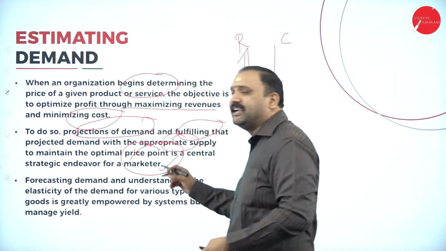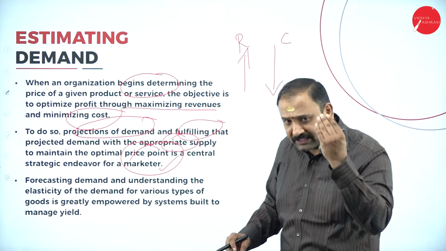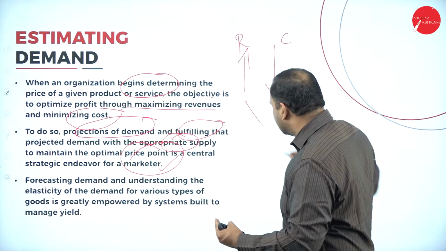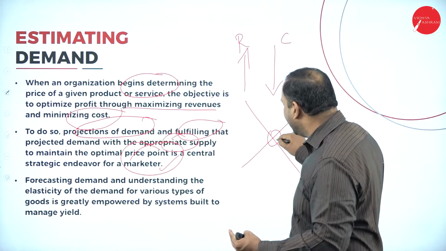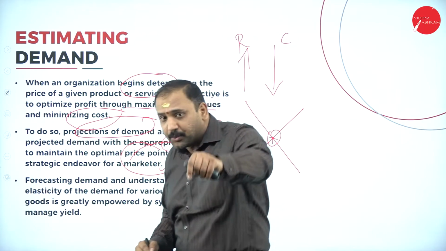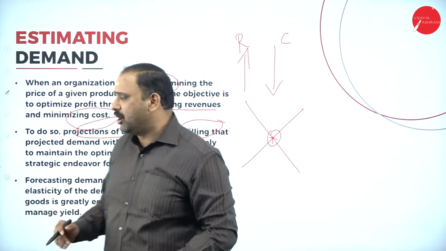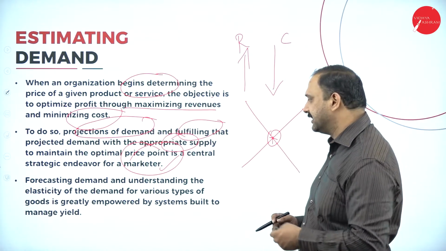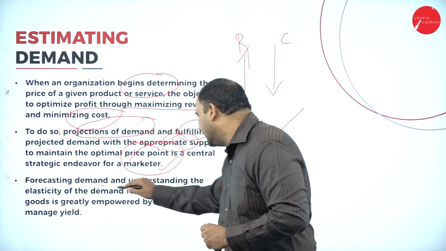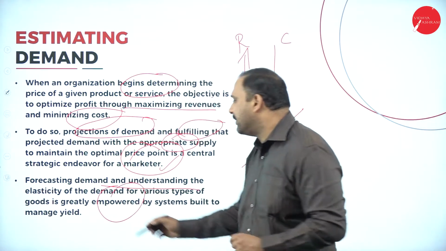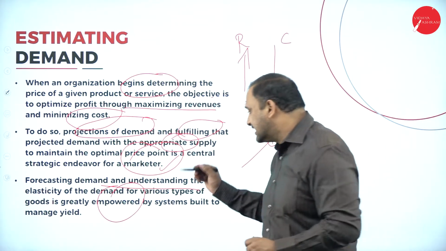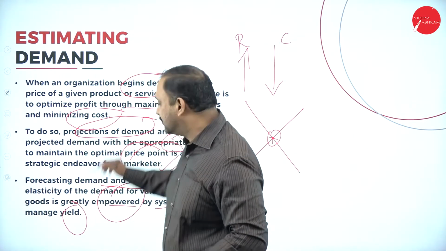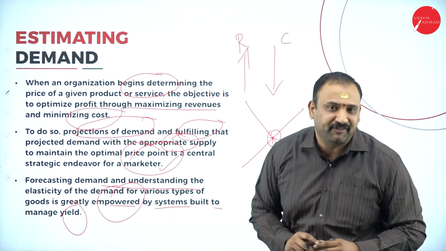So it is mandatory that you maintain both demand and supply, and then you reach an optimal price. That means the supply and demand curve will meet at an optimum point, which will be decided as the price of the product, and then we take it as a strategic endeavor for the marketer. Forecasting demand and understanding the elasticity of demand for various types of goods is greatly empowered by systems built to manage yield. So that is the most important factor here.